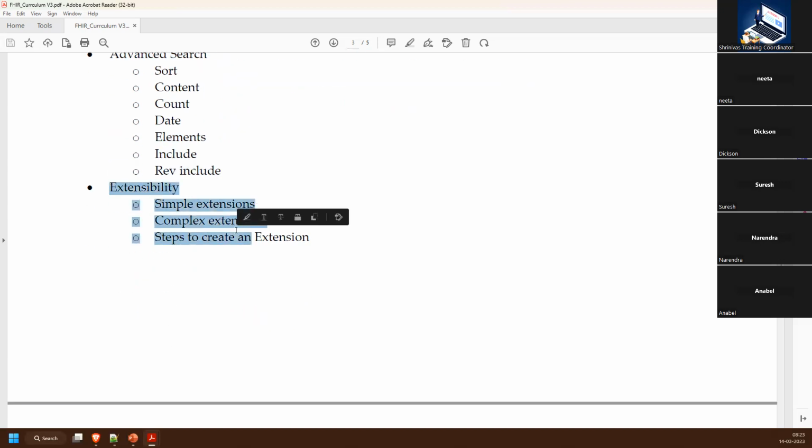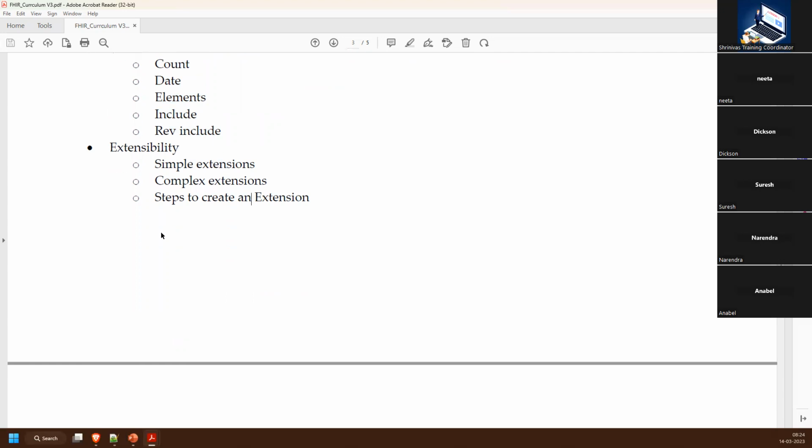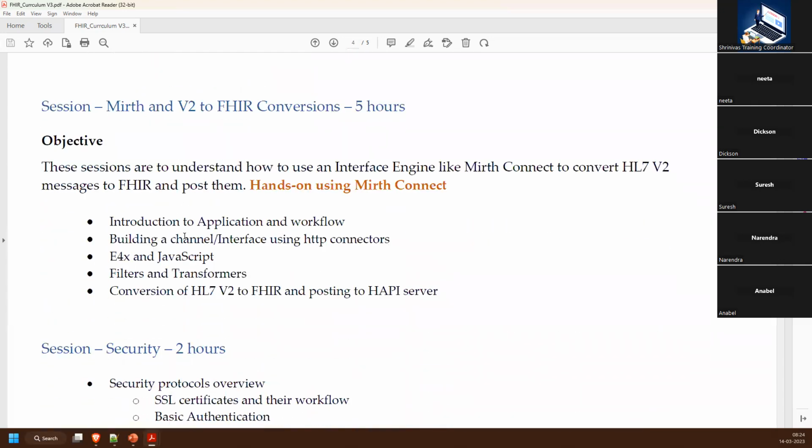Then we will talk about extensibility. What is extension? What is the reason for extension? Why do we need an extension? We'll talk about simple extensions, complex extensions, and we'll also see what are the steps to create it. Then we will go ahead and jump to the practical part of it.